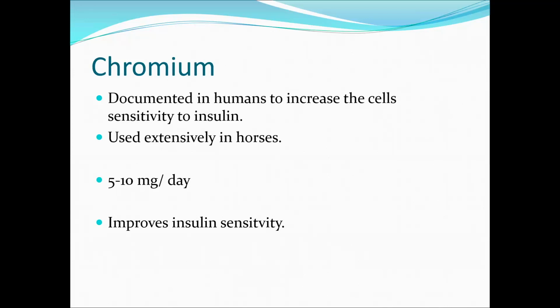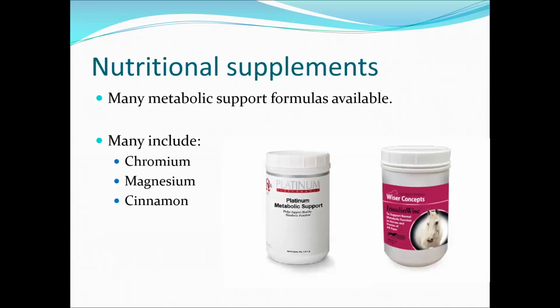All right, so chromium is one we get oftentimes compounded because the chromium pills from the human drugstore are very low milligram, and it takes a lot of them. So we'll oftentimes compound this into a powder. There are many supplements on the market as well that are pre-made. Some of them have chromium in them. Some of them we add additional chromium to. Magnesium is another mineral that's helpful in increasing sensitivity, along with cinnamon, like regular old cinnamon. So different options for these guys on the market.